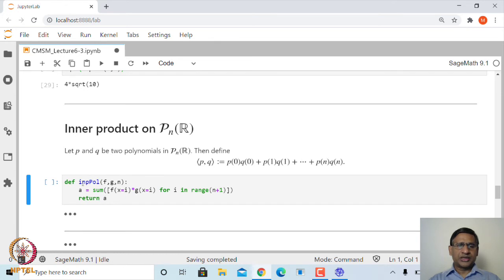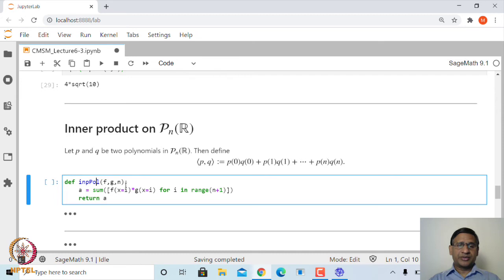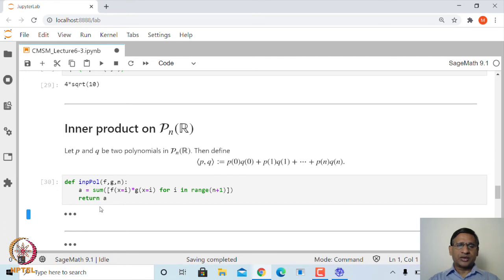So, how do I define that? We will say INP POL, that is the name I am giving, of f and g, and n stands for the degree here. Take f(x) at i, g(x) at i, and multiply these two, and run i over range n plus 1, because it has to go from 0 to n. So, n should be included. So, 0 to n plus 1, and then take the sum, that is the inner product. Of course, instead of 0 to n, you could check whether we can take any n plus 1 real numbers. For example, P at let us say any n plus 1 real numbers a1, a2, a_{n+1}.